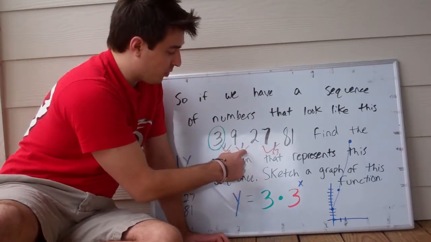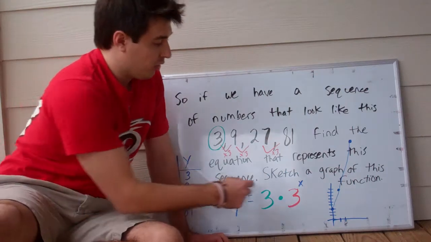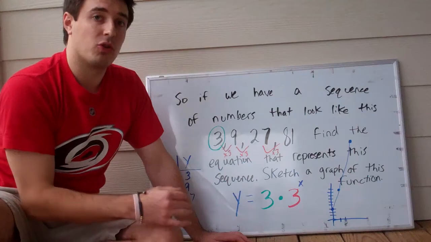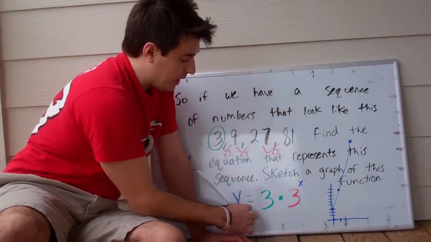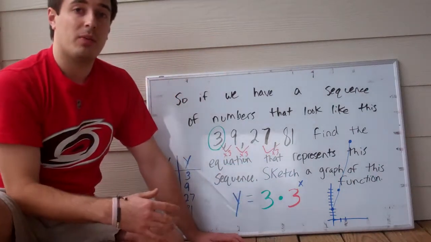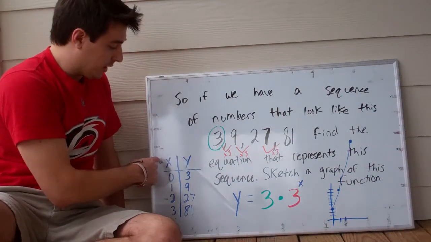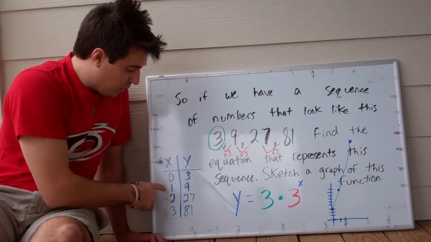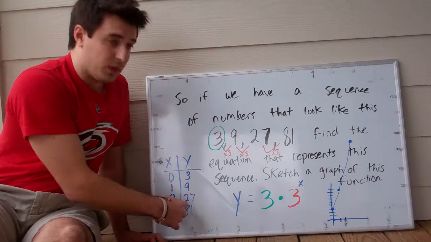So that's where we have multiply by 3, multiply by 3. So we know that right here is going to be our common ratio. It's growing at an exponential rate of 3. So now we have our equation, y equals 3 times 3 raised to the x power. To help us turn this into a graph, we need coordinate points. So I made a little table right here. When x equals 0, y equals 3. When x equals 1, y equals 9, 2, 27, and 3, 81.